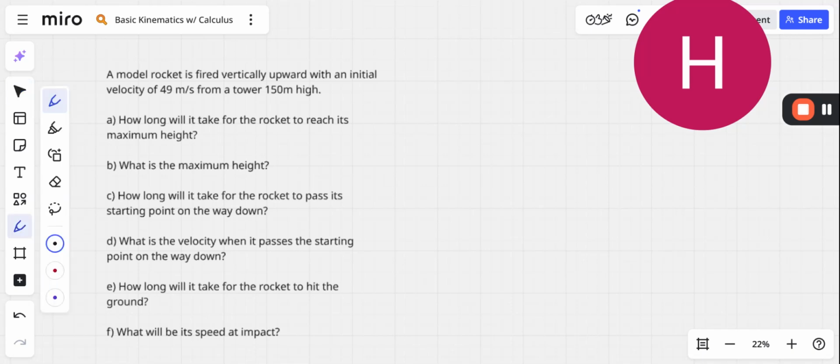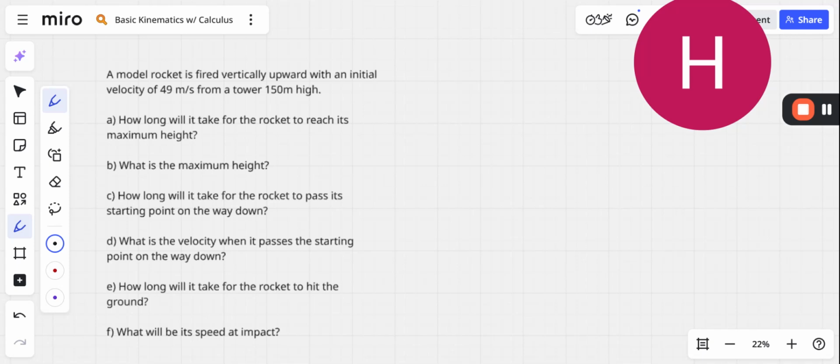But for now, we're focusing on a problem from physics, pretty simple to understand, at least physically speaking. We have a model rocket that is fired vertically upward with an initial velocity of 49 meters per second from a tower 150 meters high.